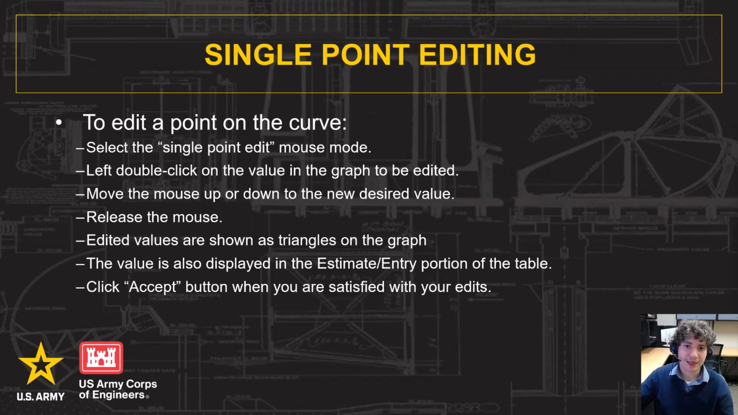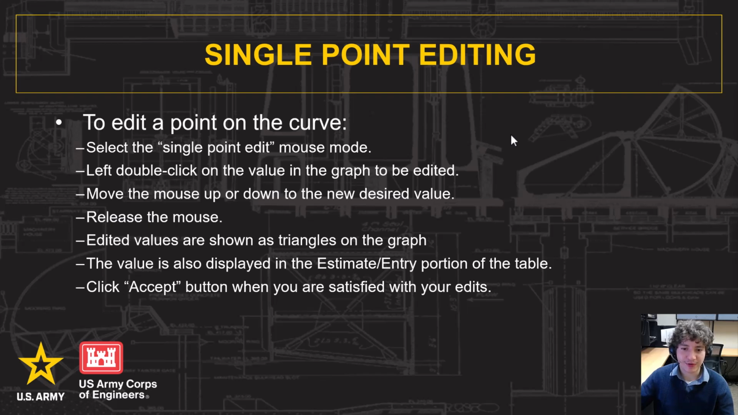Okay, so now let's look at single point editing. For single point editing, we're now going to select the single point editing tool. And all we're going to do is double click on the value in the graph that we want to edit. Once we click on this value, it's going to take us to that point, which then when we left click it, we can drag it up and down to shift the value of it. And when we release the mouse, that's where our new value is going to be. And we can edit each point individually like that.